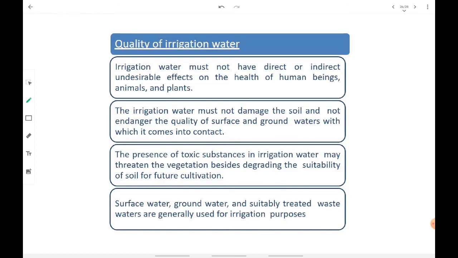Then presence of toxic substance. Yes, it should not contain any toxicity at all. It should not be poisonous, it should not be toxic. Okay, then surface water, groundwater and suitably treated wastewater are generally used for irrigation purpose. Okay, we can also have properly treated wastewater. If you are talking about growing tomatoes or cabbages or let's say spinach, then the best growth you can observe is when you are providing properly treated wastewater. Okay, they will grow in abundance when you are providing wastewater only.